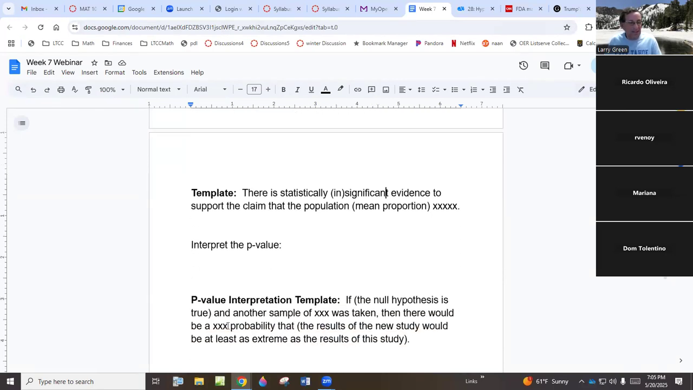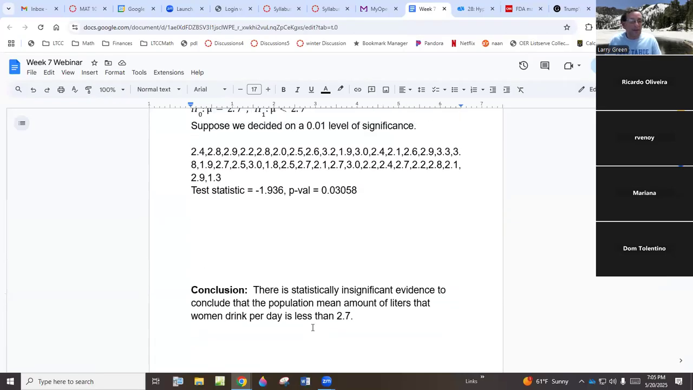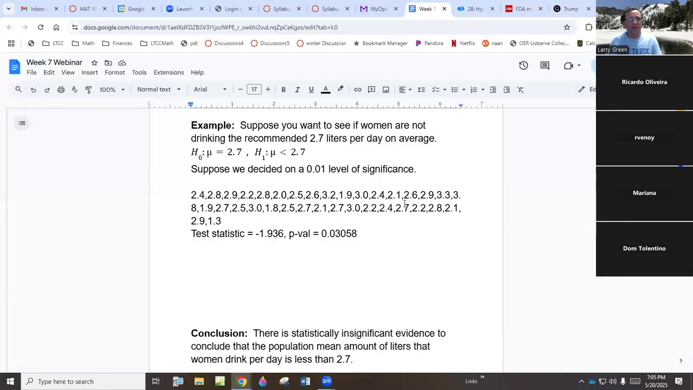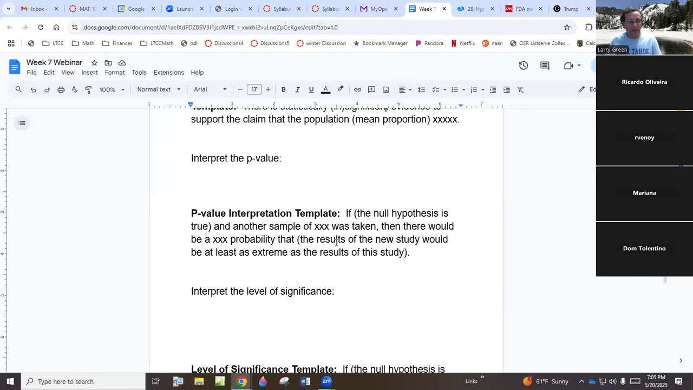Was taken, then there would be a p-value, so that'd be 0.03, or a 3% probability that the results of the new study would be at least as extreme as the results of this study. So in this case, our mean was 2.54. The way you interpret this part is that the sample mean for the new study would be less than or equal to 2.4 liters per day.